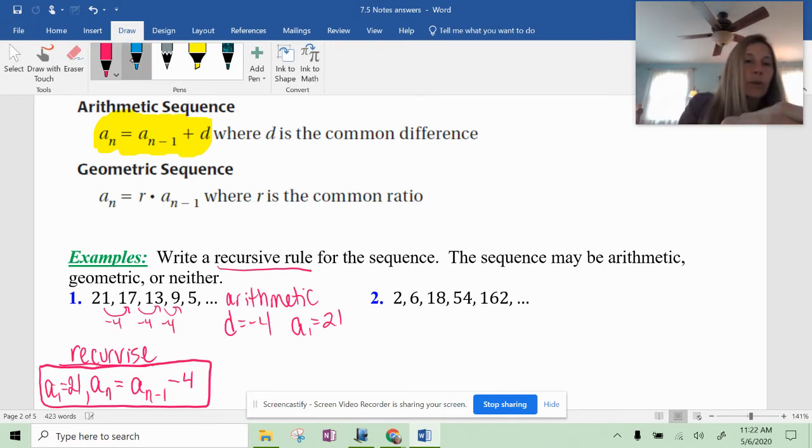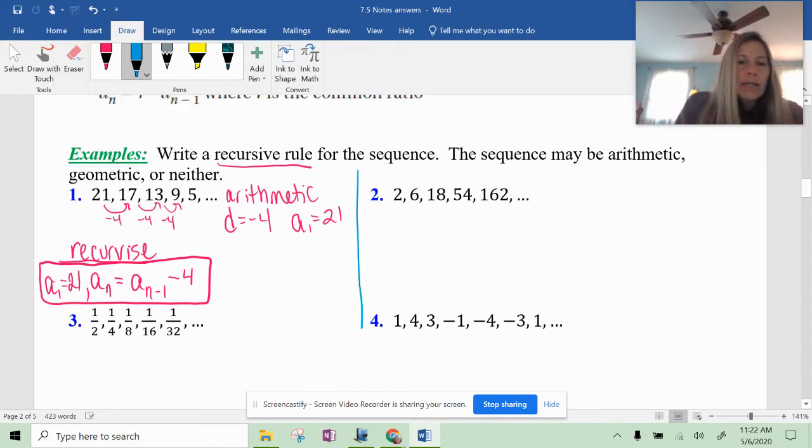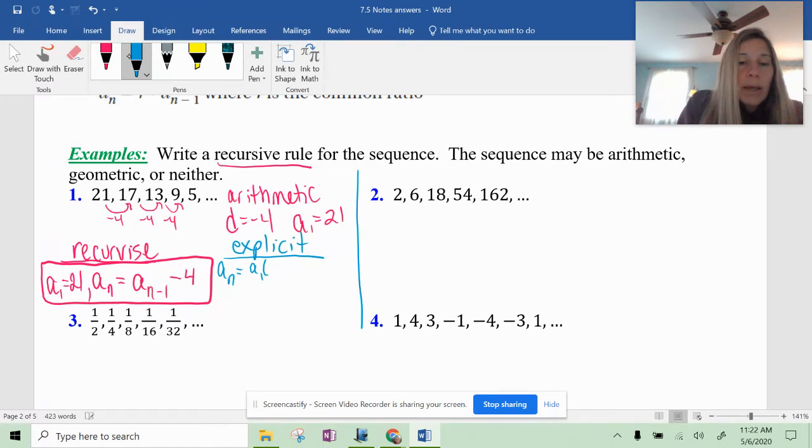Now, just to review so that you don't get confused between the two, I'm also going to do the explicit rule that we had done in the previous section. Now, the explicit rule, you wouldn't provide the A sub 1 because it's already built into the rule. So if you remember the explicit rule, you had A sub 1, right? And that was added to n minus 1 times the D, right?